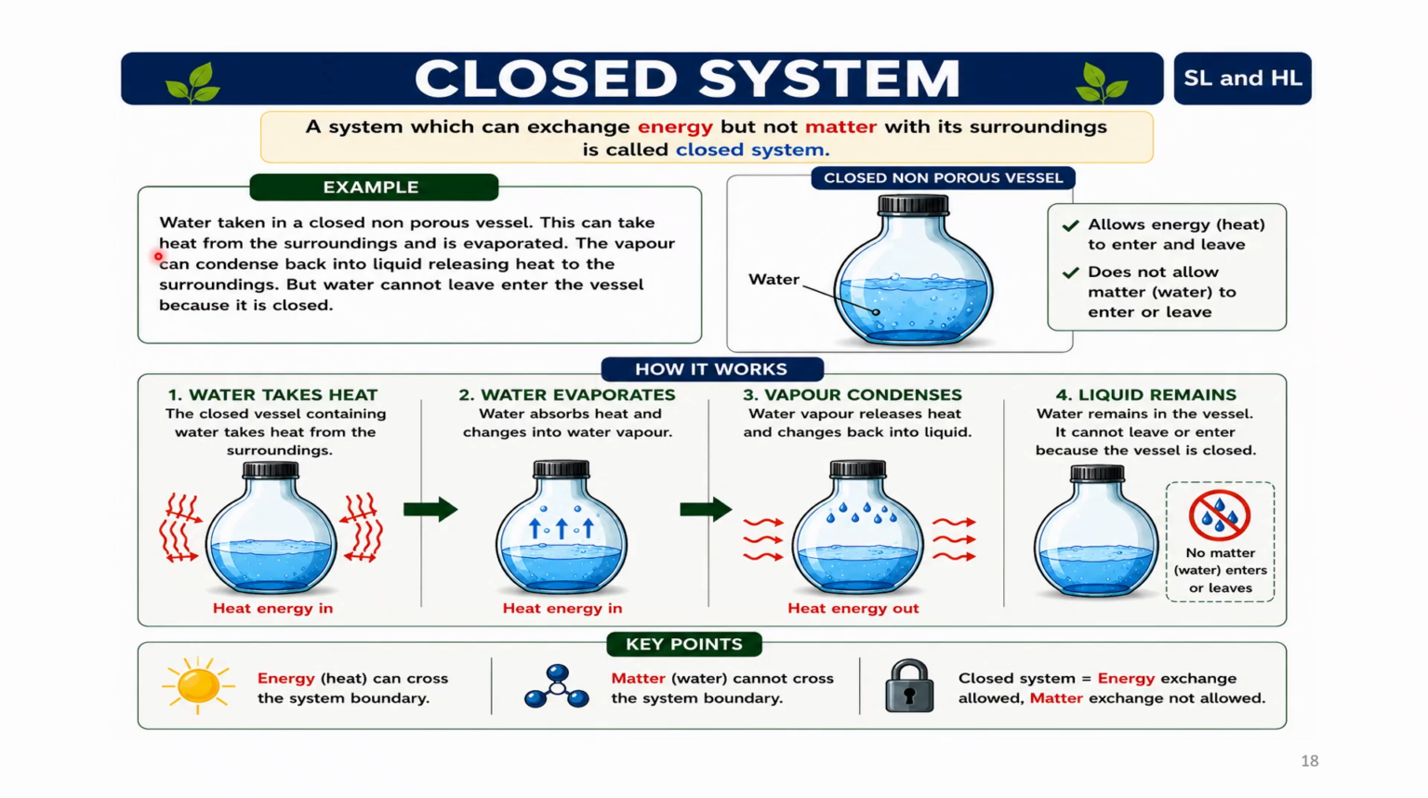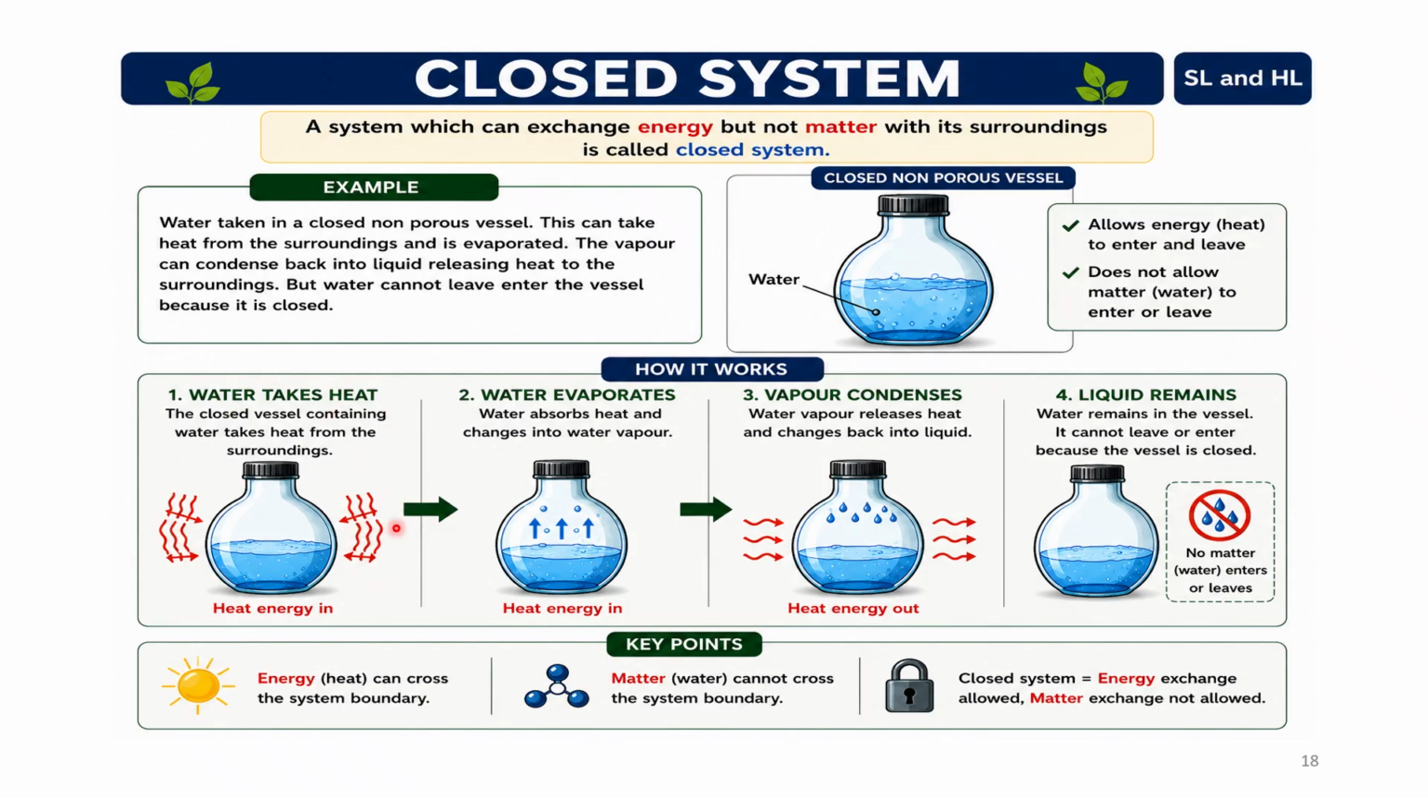The example shown is a closed, non-porous vessel containing water. Because the container is sealed, water cannot enter or leave the system. However, heat energy can move across the system boundary. The process begins when the water absorbs heat from its surroundings.